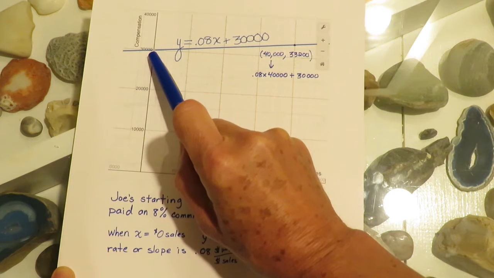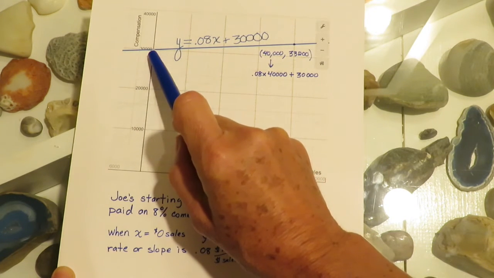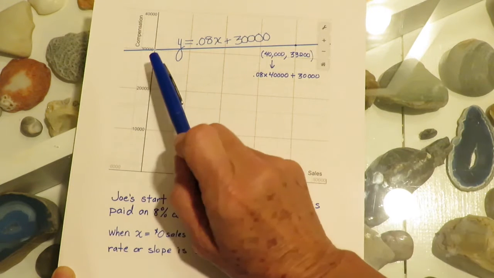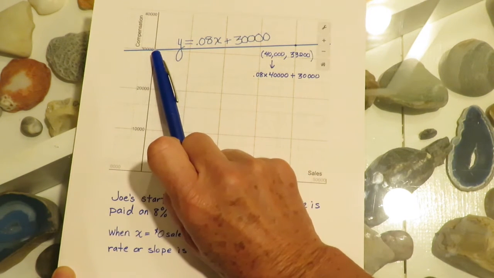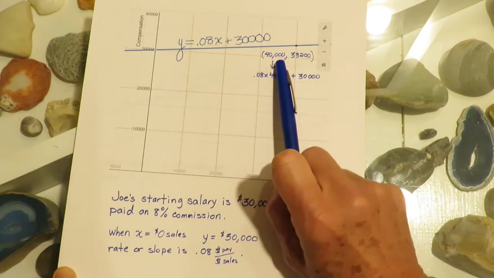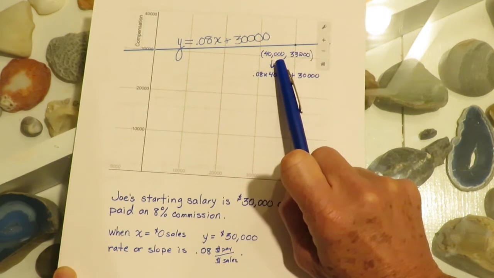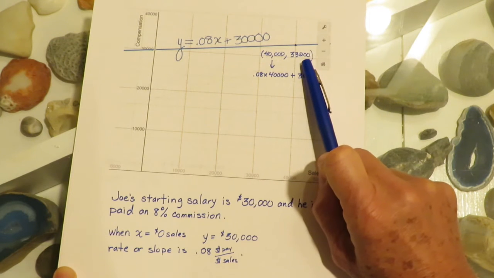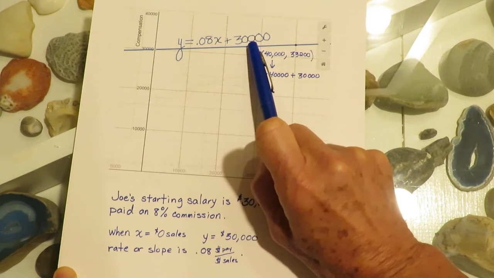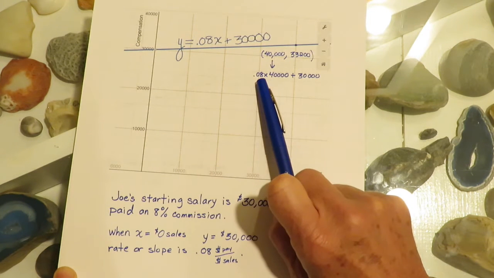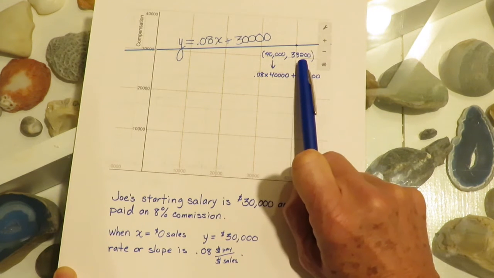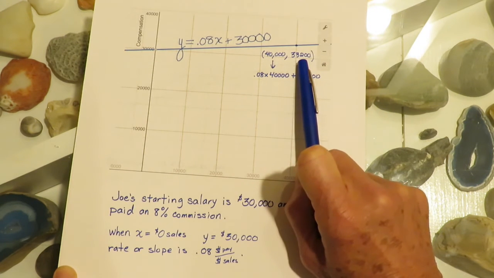That's his starting point. And then every time he sells $1, he gets 8 cents of that $1. It makes a little more sense in this case to talk about him selling thousands of dollars. And so if he sold $40,000 worth of his company's product, his overall compensation would be the beginning amount of $30,000 plus 8% commission on the $40,000. And that would give us $33,200.